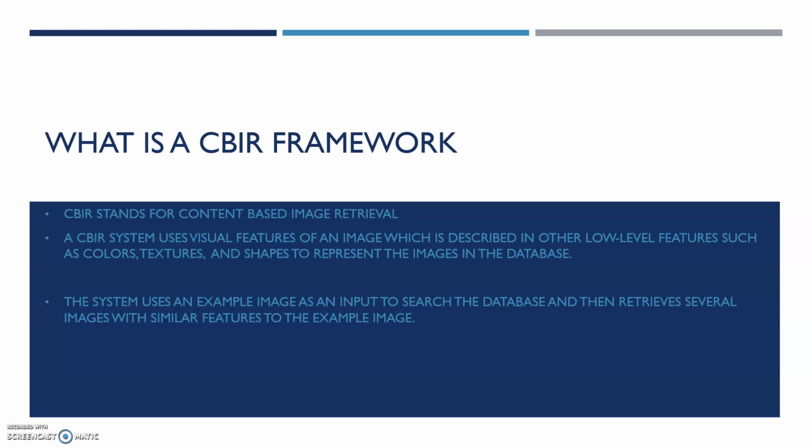So basically, let's say you have a database of similar images or close to it, and you provide an example image. It will search the database for similar images to that example image, and it will bring back the top 20 images that have similar features to the example image that you provided.